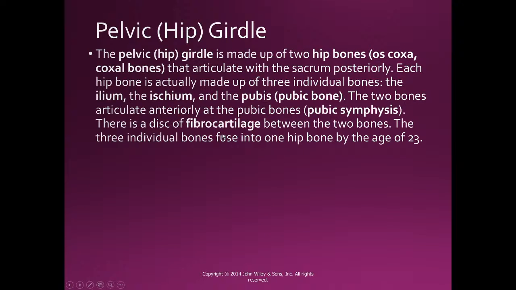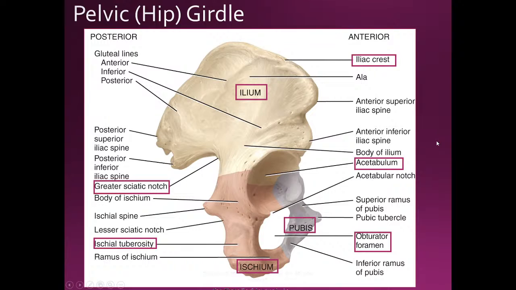All right. In between the pubis or pubic bones, there is a disc of fibrocartilage called the pubic symphysis. These 3 bones, they fuse together to form the os coxa, one hip bone, by the age of 23. Okay, and so you can see the os coxa here. This is one hip bone. And you can see they're colored differently. We have 3 different bones.